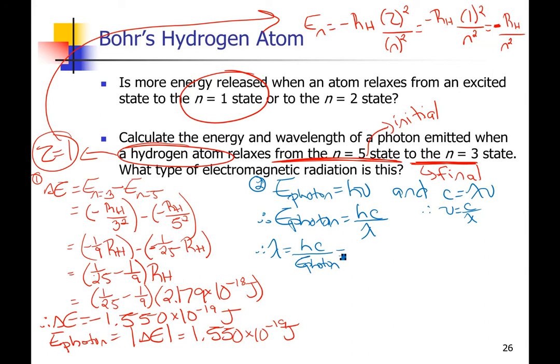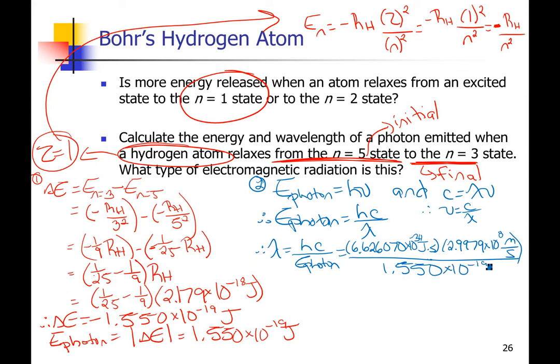And now I start plugging in values. So for Planck's constant, I have 6.626070 times 10 to the minus 34 joules times seconds, or joules per hertz. Either will work. Speed of light is 2.9979 times 10 to the 8 meters per second. And we divide all of that by the energy of our photon, which was 1.550 times 10 to the minus 19 joules.